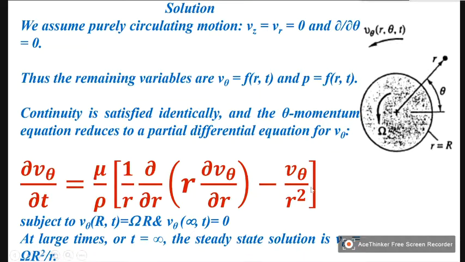So this is what you will be left with. And what are the boundary conditions? The boundary condition is v theta, which is a function of r and t, is equal to r times omega. V theta at small r is equal to capital R. This is the radius.